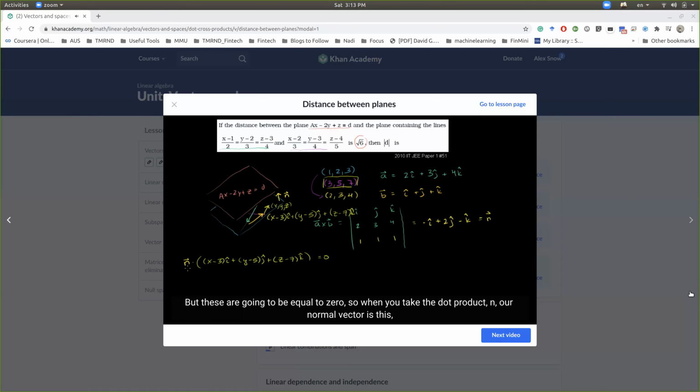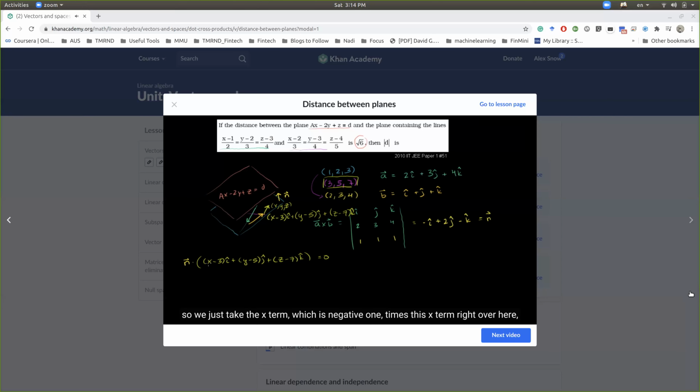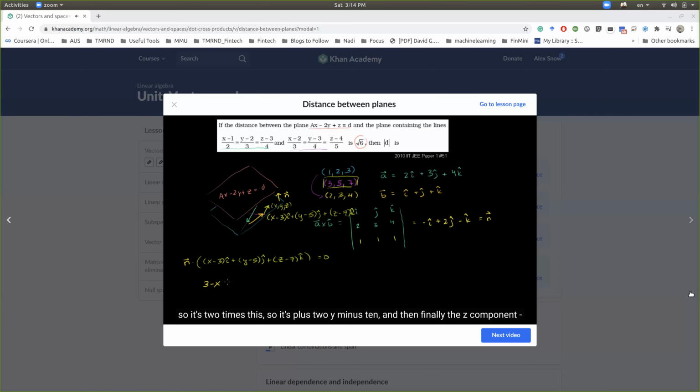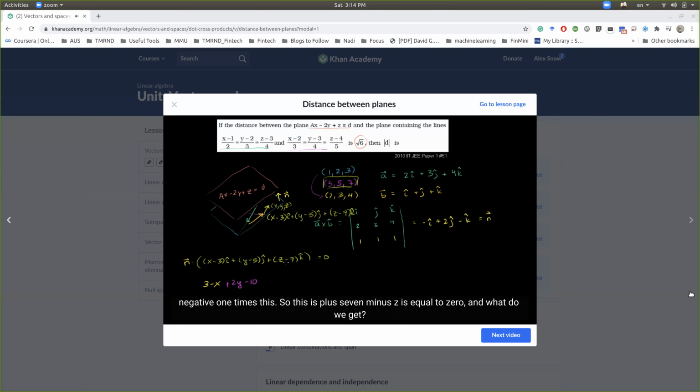So when you take the dot product, our normal vector is this. We just take the x term, which is -1, times this x term right over here. So -1 times this is just 3 minus x, and then plus this y component times this y component. So it's 2 times this, so it's plus 2y minus 10. And then finally the z component, -1 times this, so this is plus 7 minus z is equal to 0.